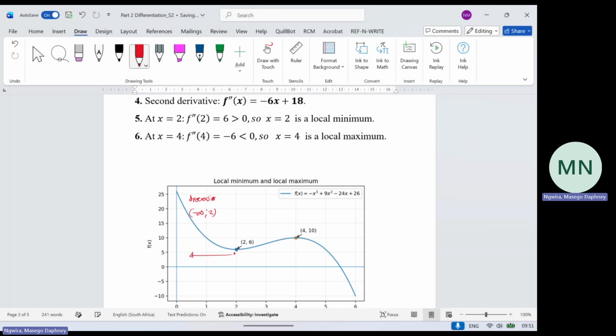For increasing and decreasing, you always start from left to right. When you move from this point to that point, it's increasing. So we see that between 2 and 4, our graph is increasing. And then from this point to that point it is going down, so from here going to the right, our graph is decreasing. We're using the x line, so from 4 until positive infinity, our graph is decreasing.